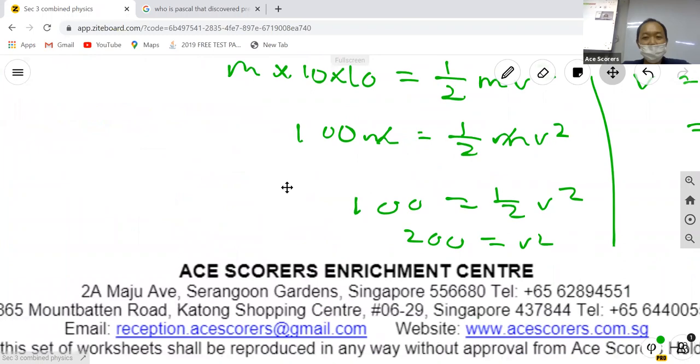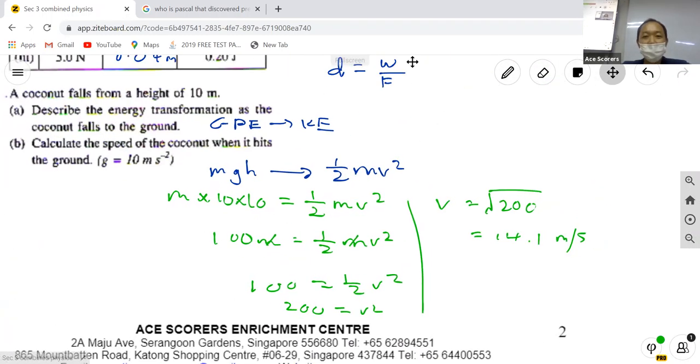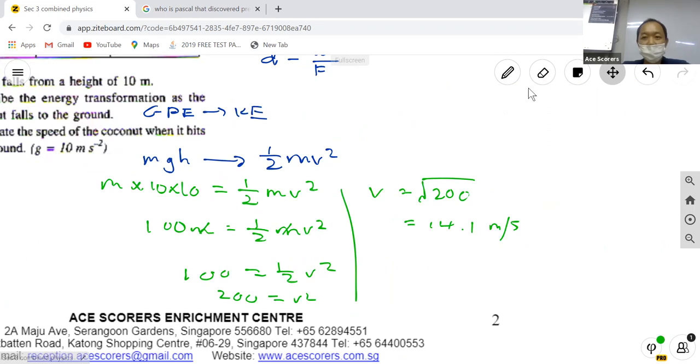Not that we're going to get hit, right? All right, so you understand how to do it? You want to copy this down? Okay, you're going to see this pretty often.